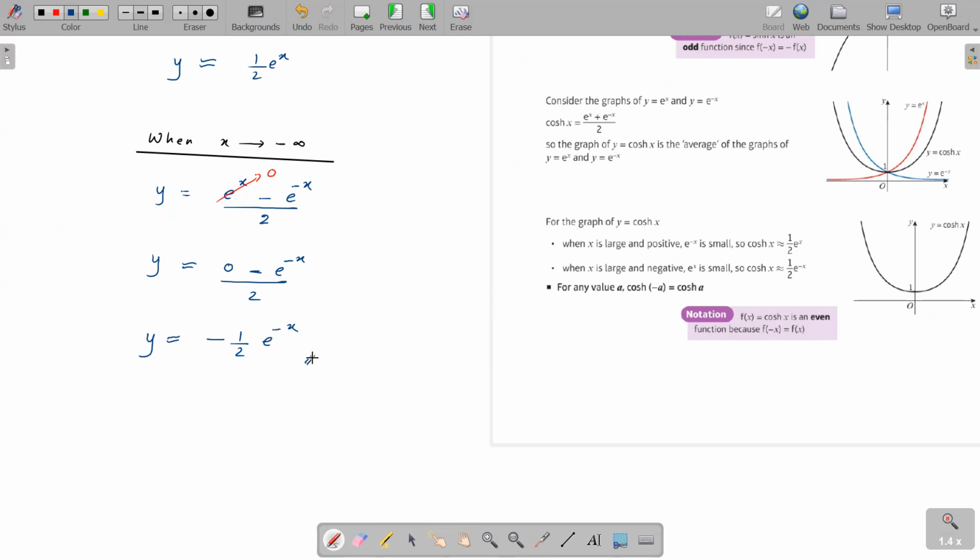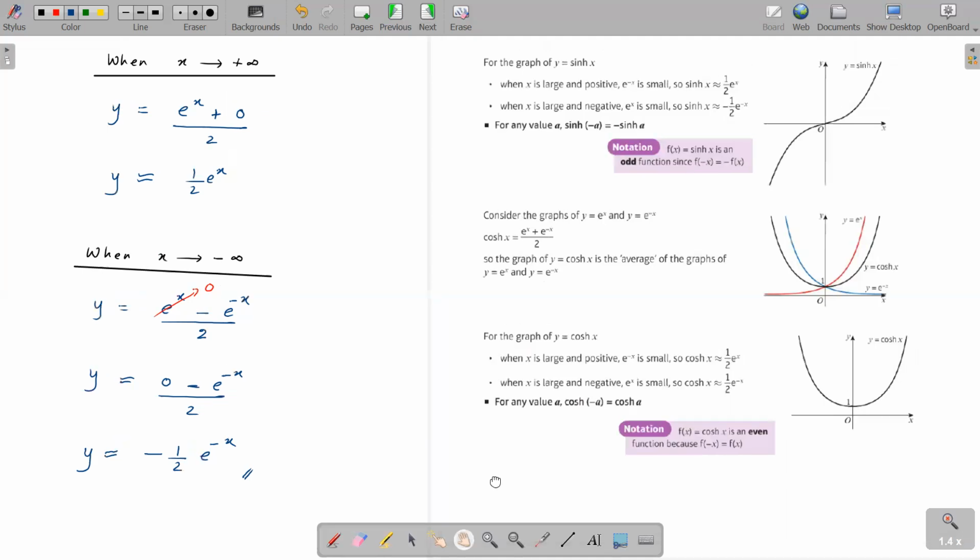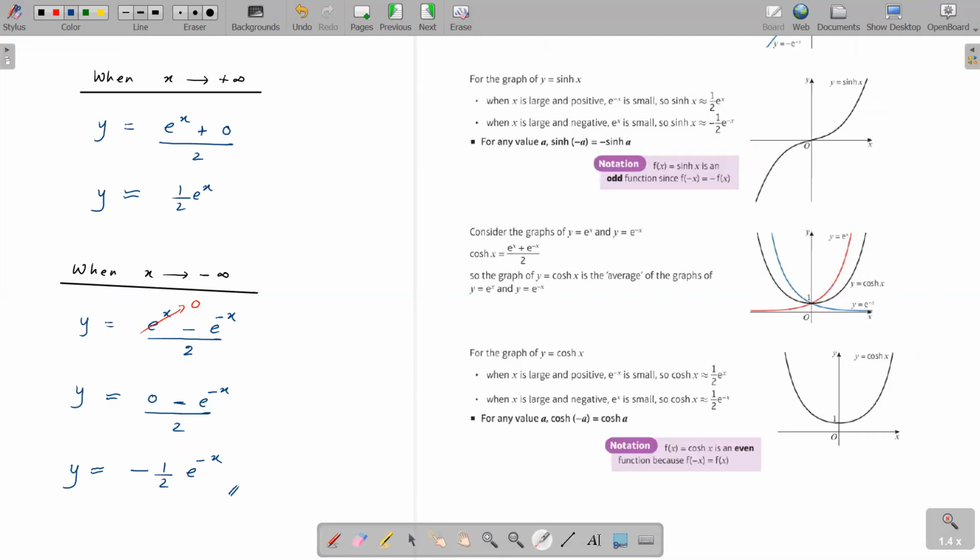That's what they're talking about here. So when x is large and negative, e to the power x is small. So sinh x is equal to negative half of e to the power negative x. And then one final thing here, an observation.